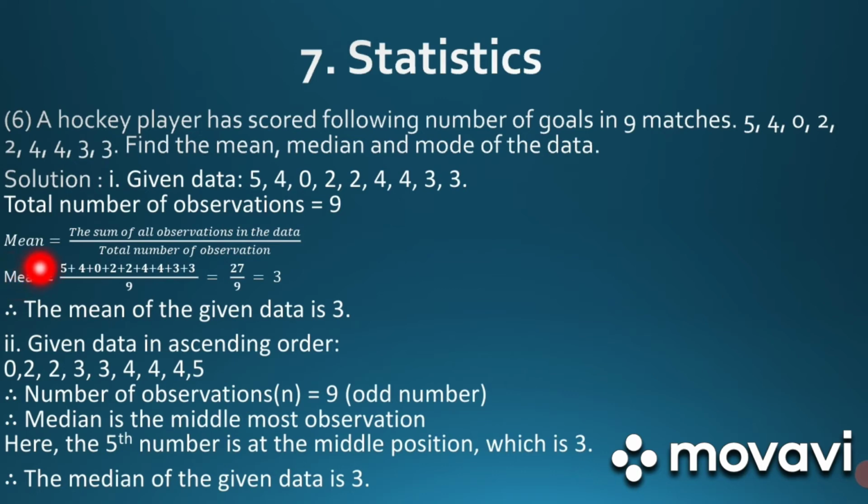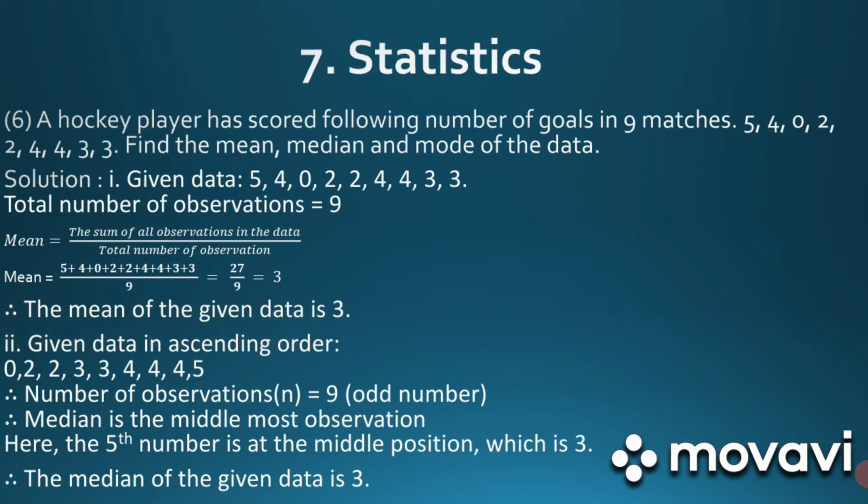Therefore, the mean is equal to the sum of all the observations in the data upon the total number of observations. Mean is equal to 5 plus 4 plus 0 plus 2 plus 2 plus 4 plus 4 plus 3 plus 3 divided by 9. That is equal to 27 upon 9, which is equal to 3. Therefore, the mean of the given data is 3.